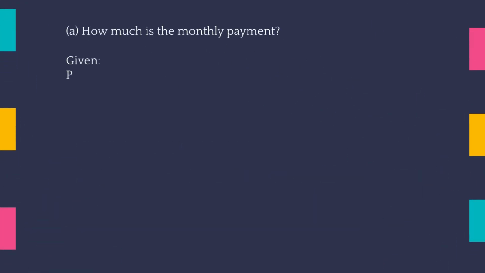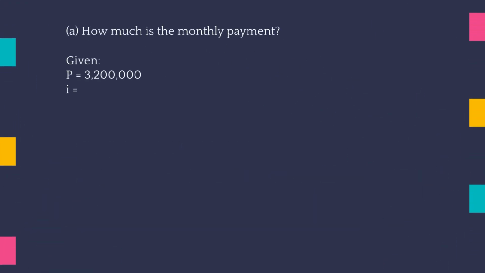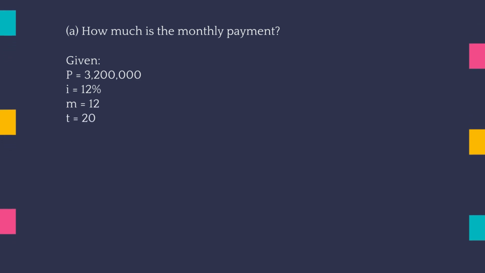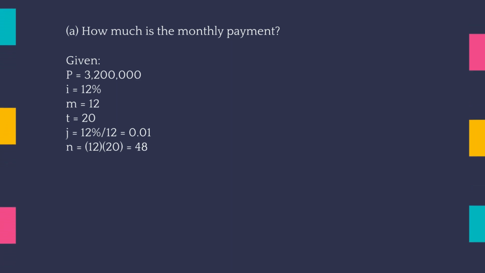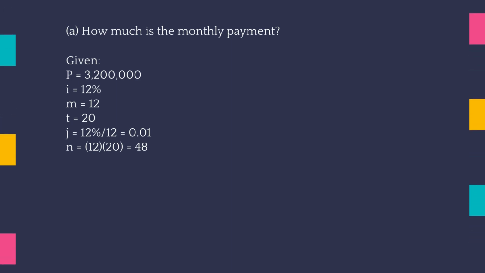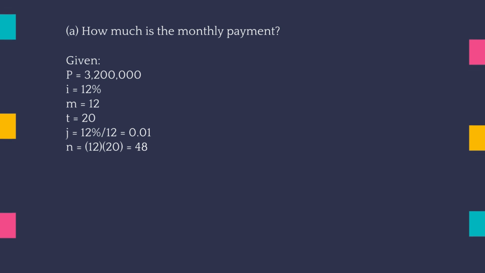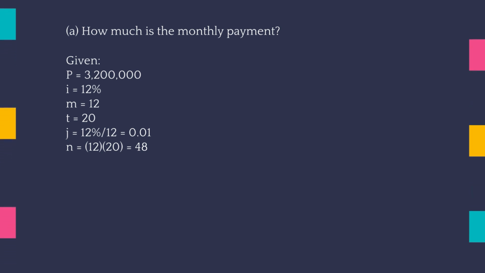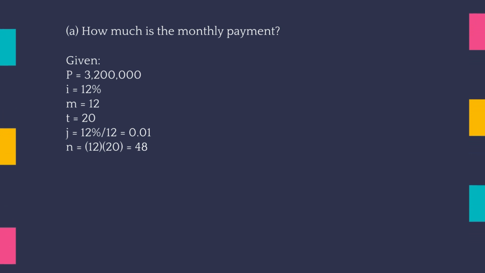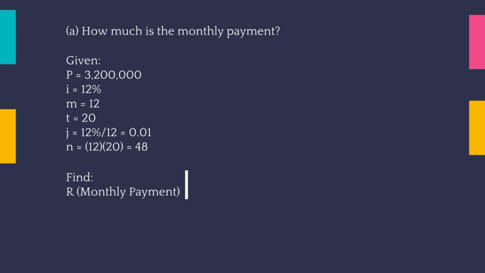Okay, so let's start with A. How much is the monthly payment? The given for this problem is the principal, or the P, is equal to 3,200,000. The interest rate, or I, is equal to 12%. The number of periods per year, or M, is equal to 12. The time is equal to 20 years. The nominal rate, or J, is equal to 0.01. And the number of payments, or N, is equal to 240. So we need to find the R, or the monthly payment.